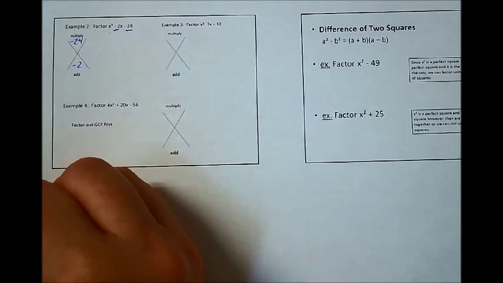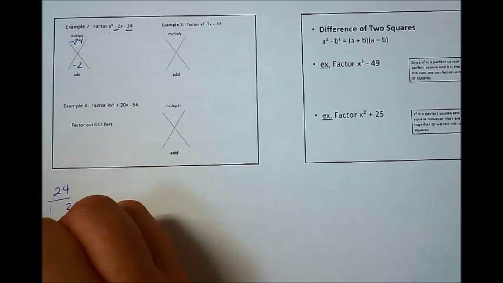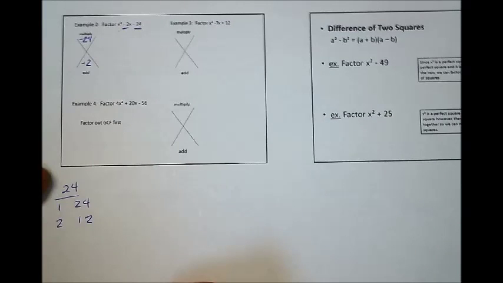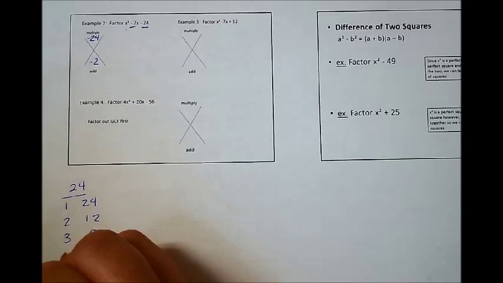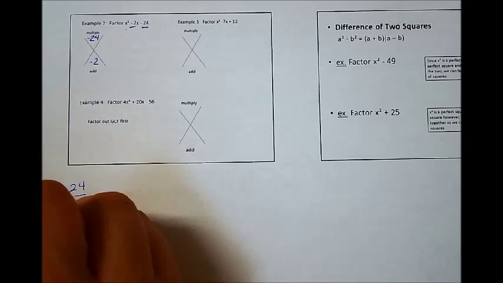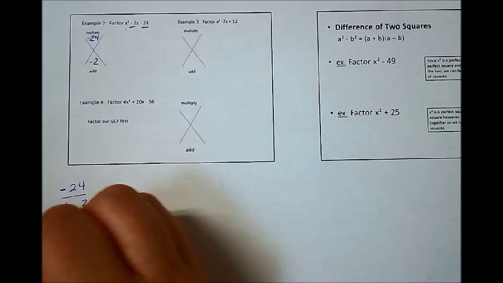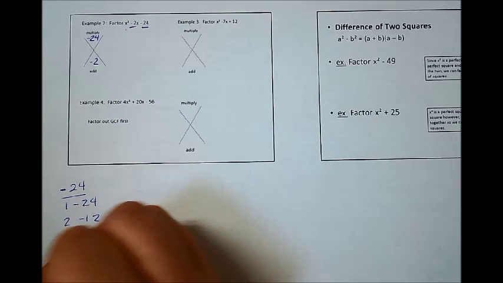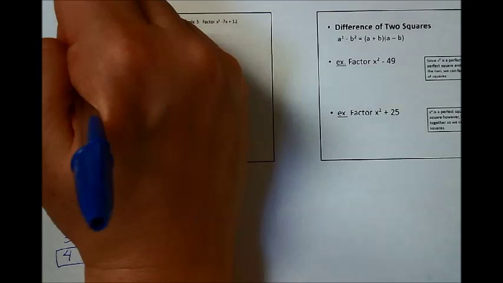say, well, 24 is 1 times 24, 2 times 12, and 3 times 8, or 4 times 6. Then, we're multiplying to a negative 24, so one of these numbers has to be negative. And if the sum is going to be negative, we know that the bigger number is negative. So, which pair is going to add to negative 2? This one. 4 plus negative 6 equals negative 2.